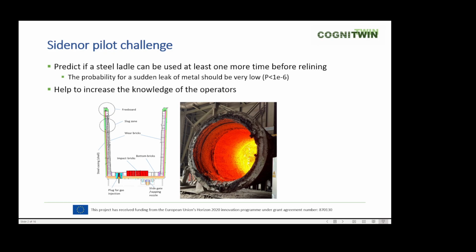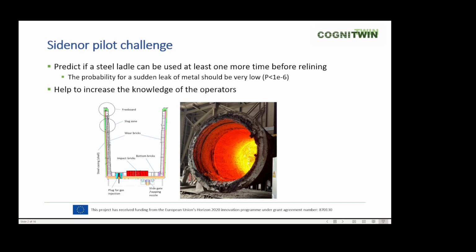The challenge here is to develop a model that can predict the erosion of the lining, such that we can know if it is safe to use the lining one more time. If a sudden leak happens, very hot steel will leak out of the ladle, and this can have disastrous consequences for the people around. The model should also help increase the knowledge of the operators.